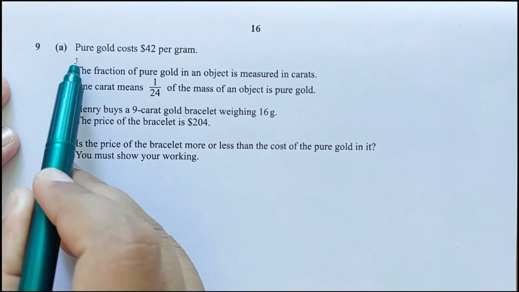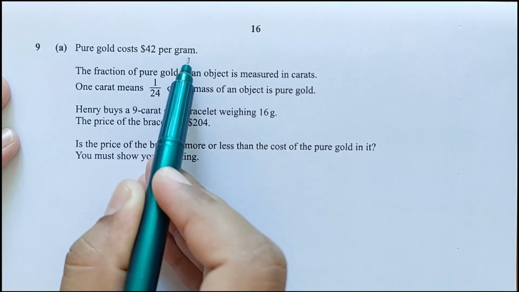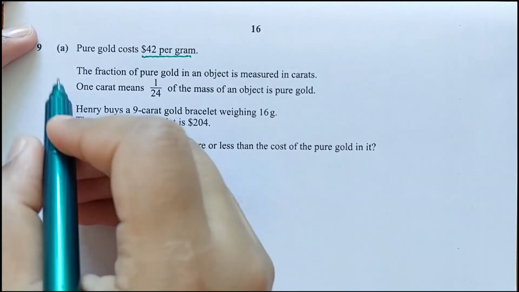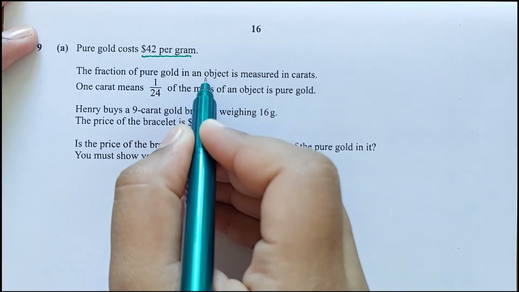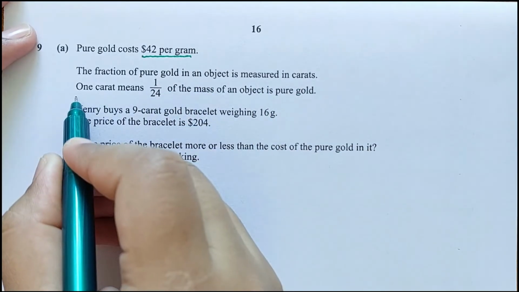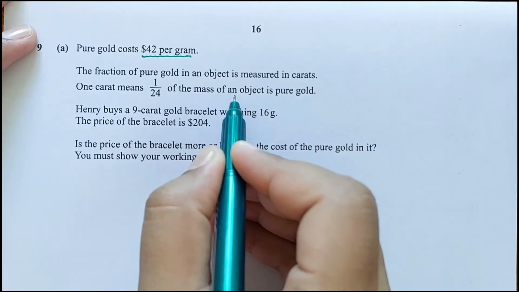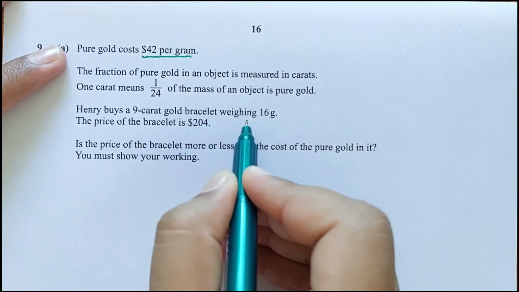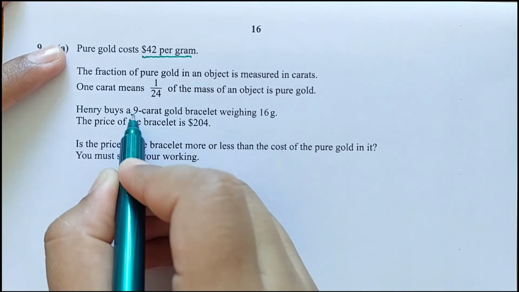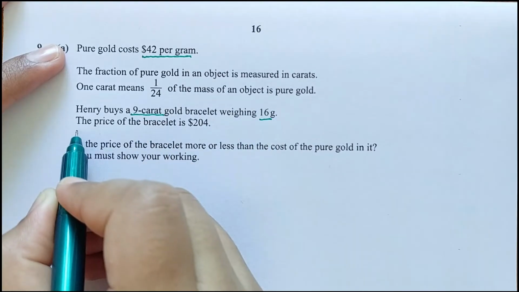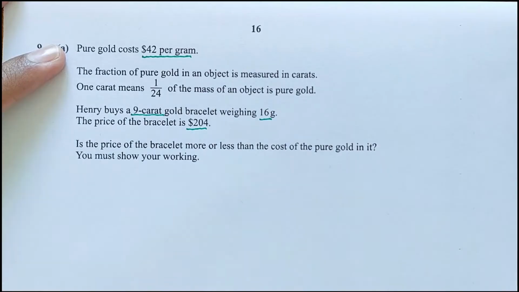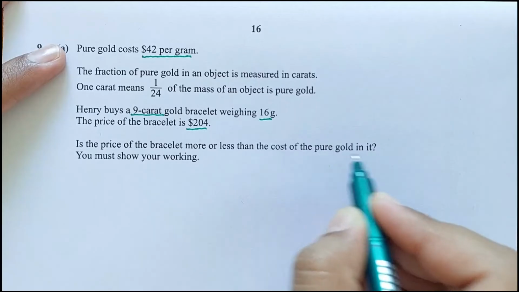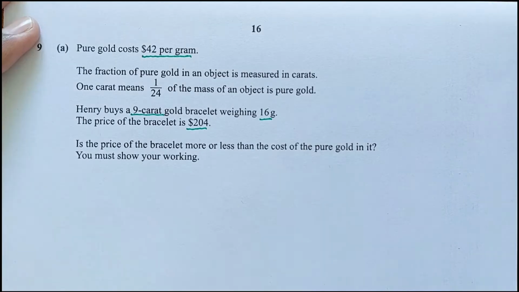Question number 9, part A. Pure gold costs $42 per gram. So the cost of 1 gram of pure gold is $42. The fraction of pure gold in an object is measured in carats. 1 carat means 1 by 24 of the mass of an object is pure gold. Henry buys a 9 carat gold bracelet weighing 16 grams. The price of the bracelet is $204. Is the price of the bracelet more or less than the cost of the pure gold in it? You must show all your working.